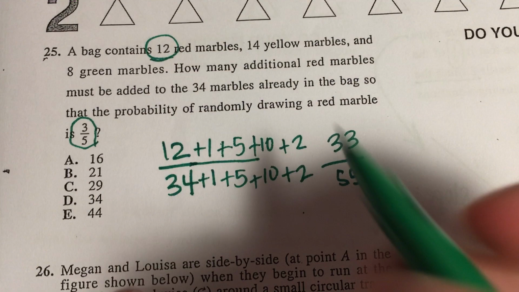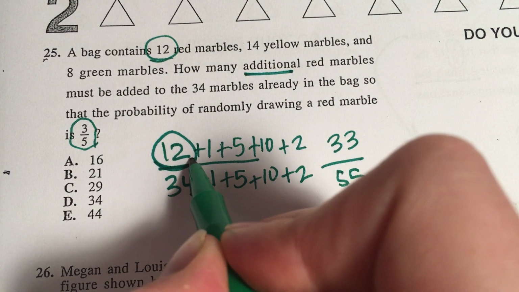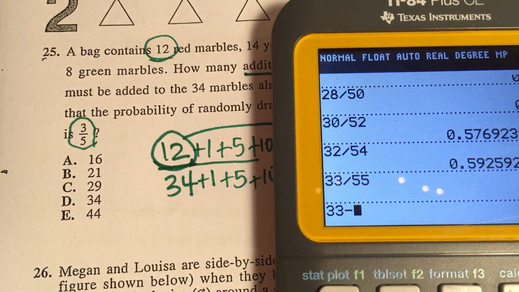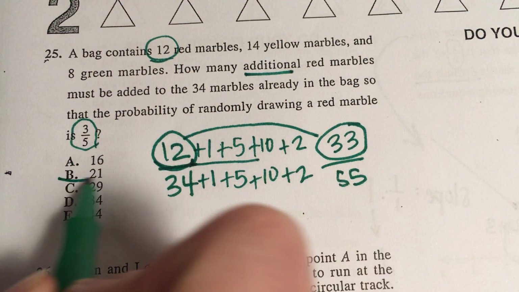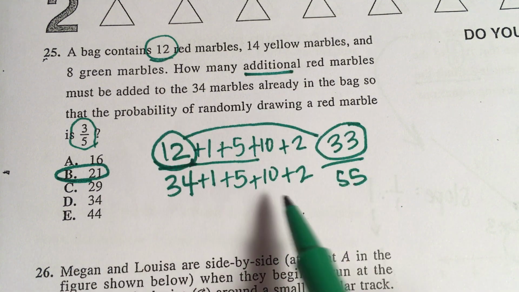And it specifically asked me how many additional red marbles must be added. So I started with 12, and I want to now have 33. So I'm going to do 33 minus 12, and that tells me I'm going to add 21 marbles. So it would be 21 red marbles. This is kind of like a guess and check method.